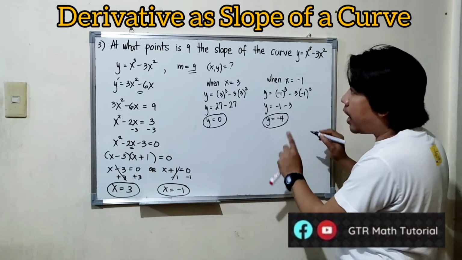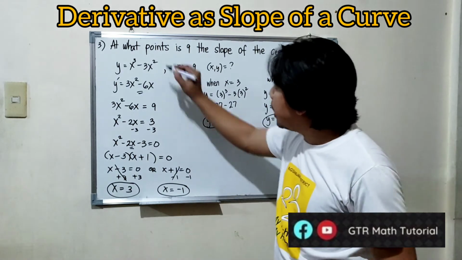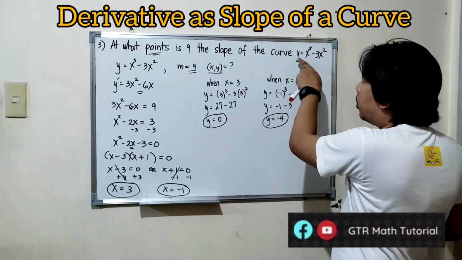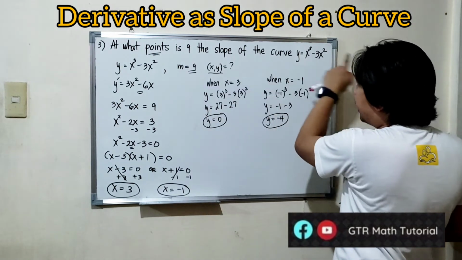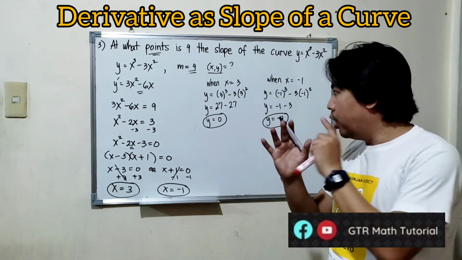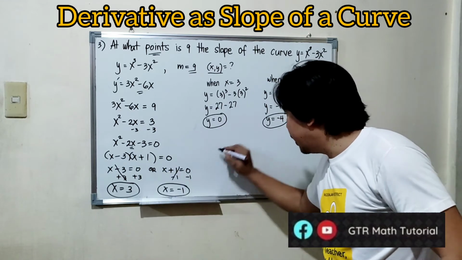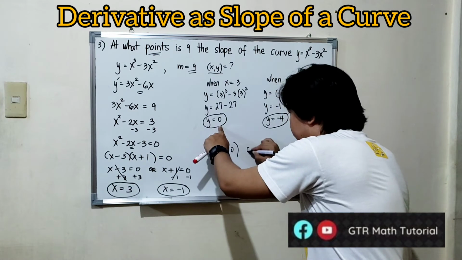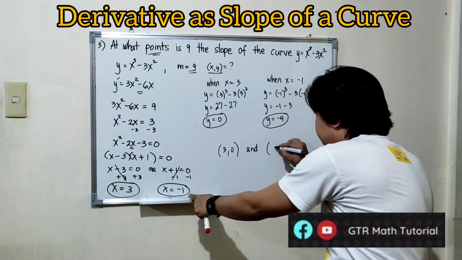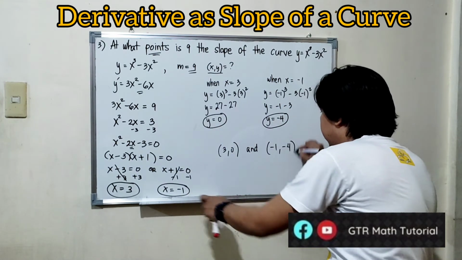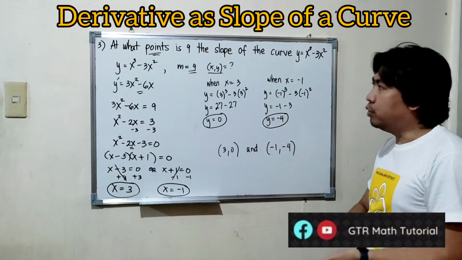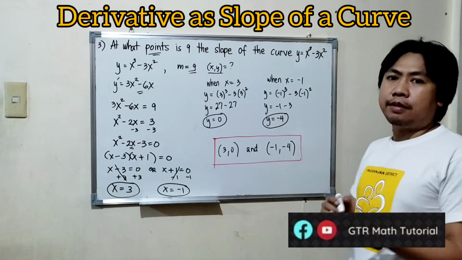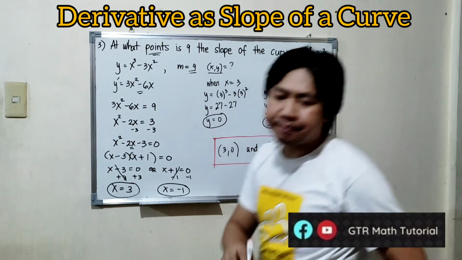So therefore, we have 2 points. So that's at what points is the slope of the curve y equals x cubed minus 3x squared equal to 9? We have 2 points. So the points are 3, 0, and negative 1, negative 4. Okay, so we have 2 answers, 3, 0, and negative 1, negative 4. Okay, next example.